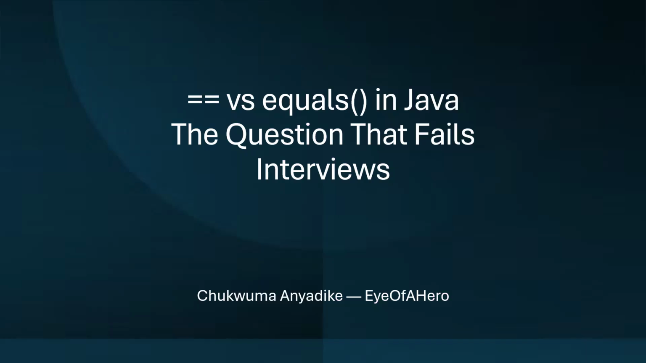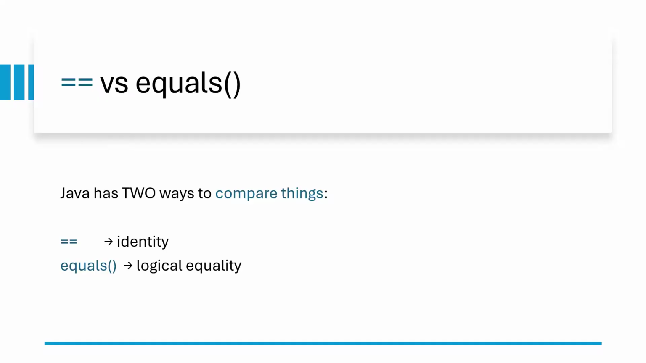== versus equals in Java, the question that fails interviews. The equality operator versus the equals method. Java has two ways to compare things. There's the equality operator, which compares identity, and the equals method, which compares logical equality.